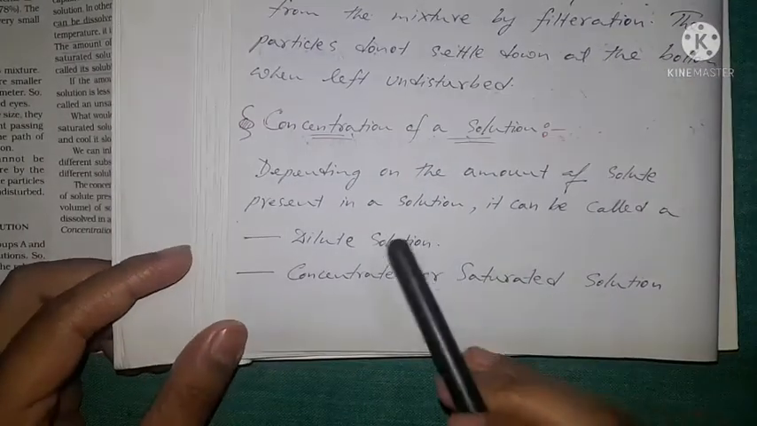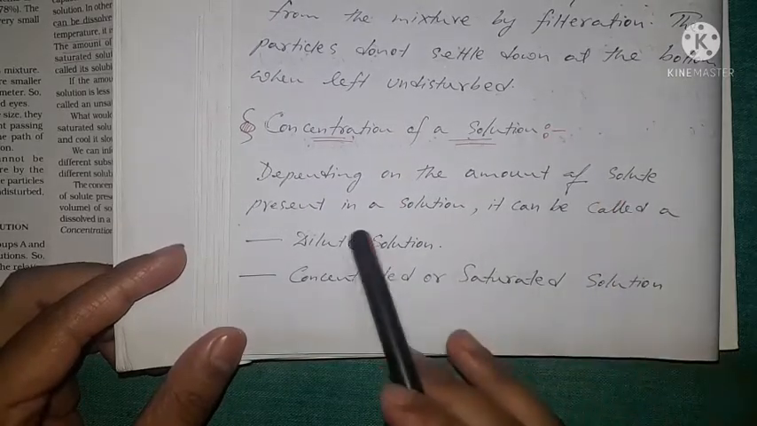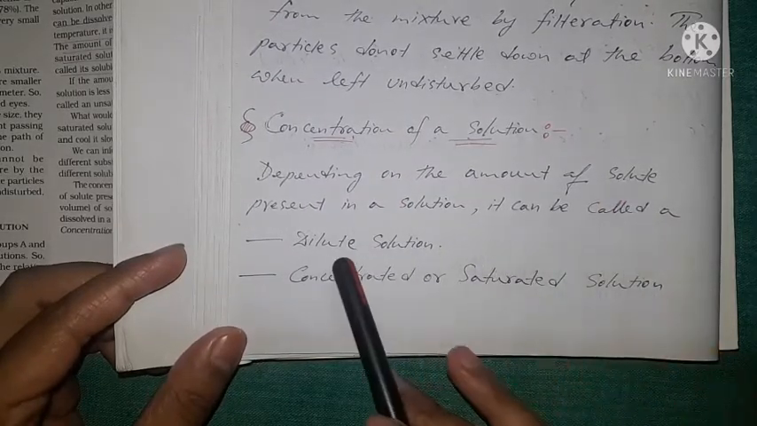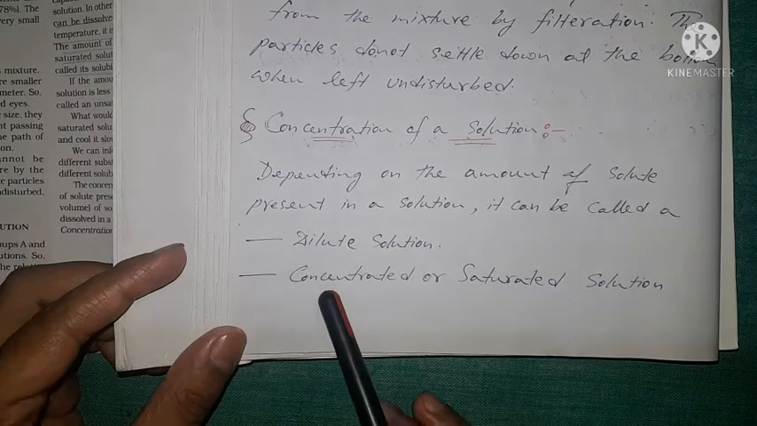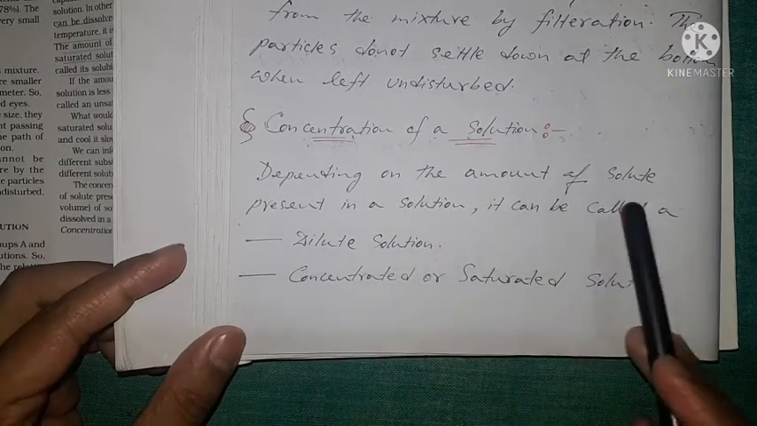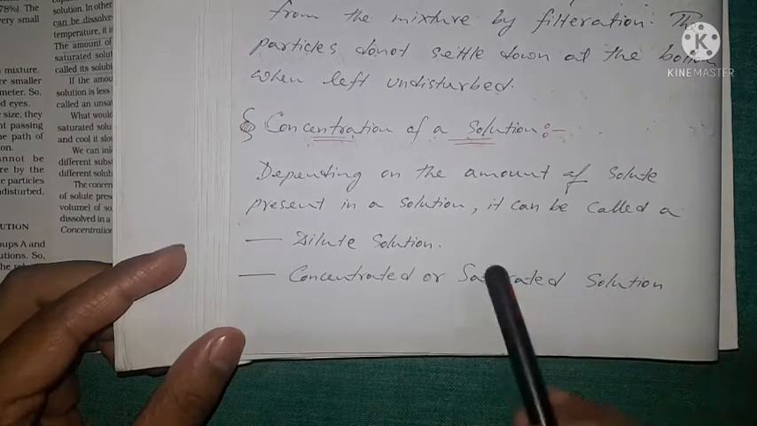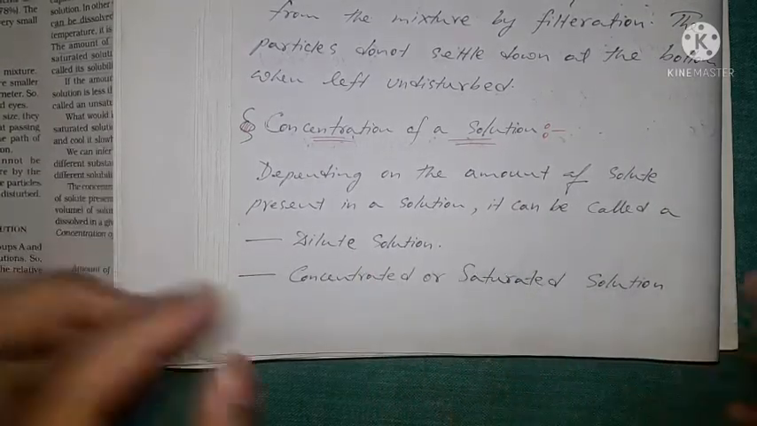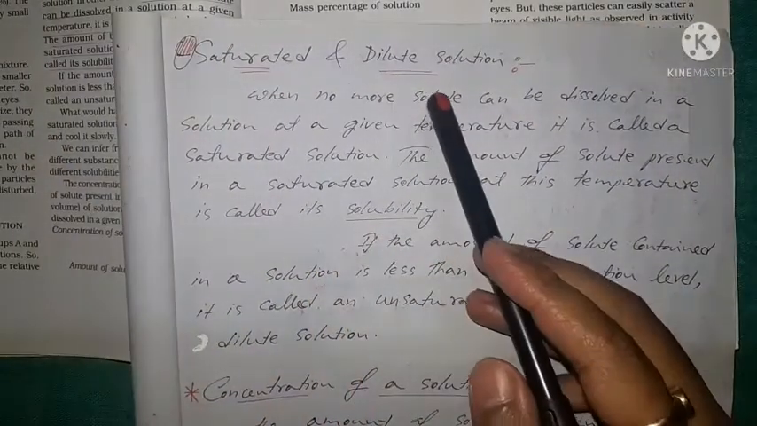So concentration of a solution. Depending on the amount of solute present in a solution, it can be called a dilute solution or a concentrated or saturated solution. So depending on the amount of solute present in a solution, it can be classified as a dilute solution and a concentrated or saturated solution. Now, saturated and dilute solution.